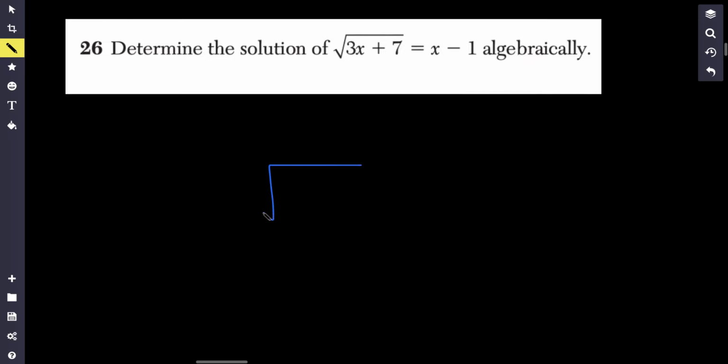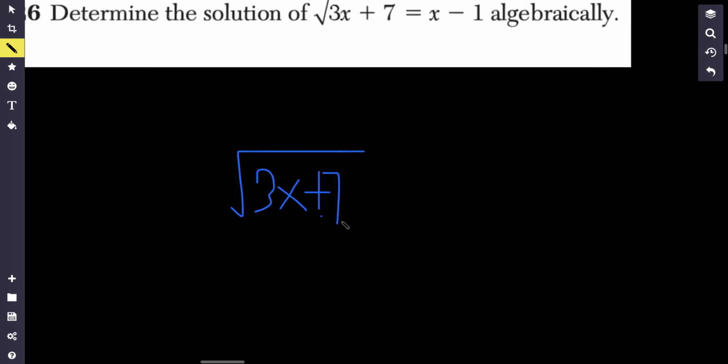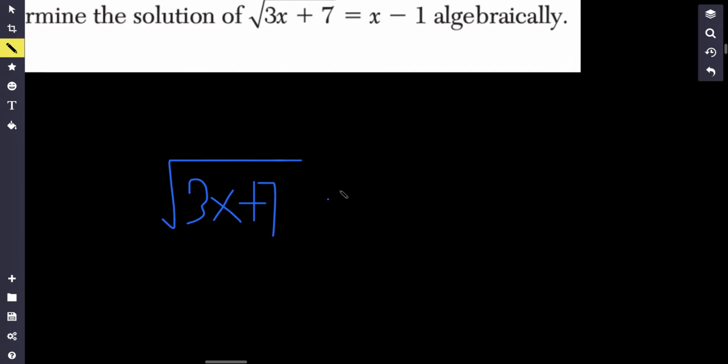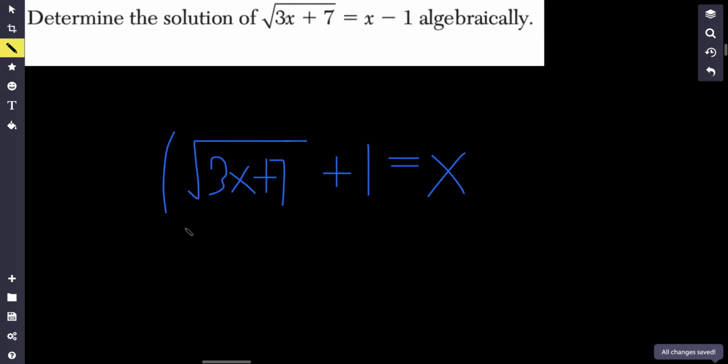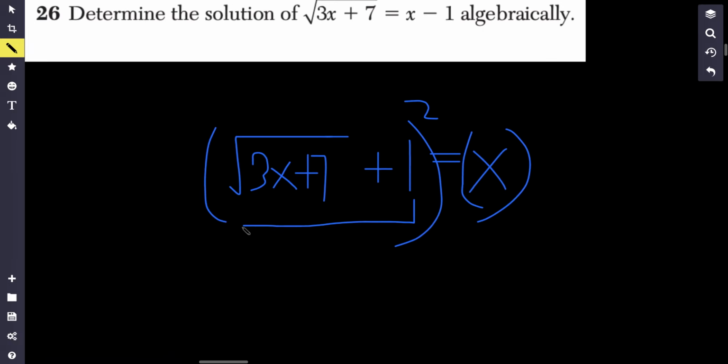Okay. Once again, you can just graph this, but let's just do this the normal way. And keep in mind that, let's say you were given a problem like the square root of 3x plus 7, plus 1, so this plus 1 is outside the square root, and let's say this is equal to x. For this problem, you would not square both sides immediately, because you're going to end up having to do FOIL for these two terms, and you're going to end up with another square root.